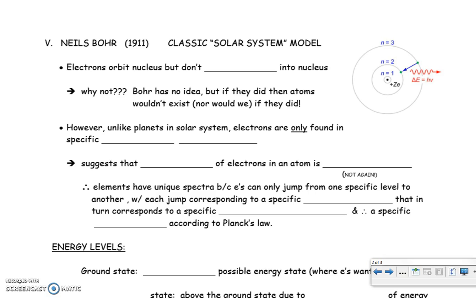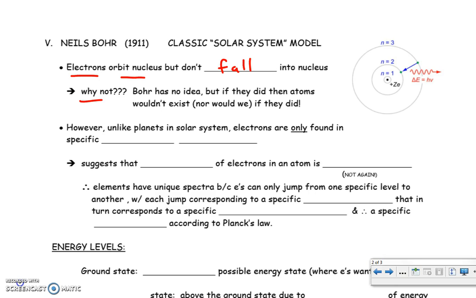Okay, and the key statement that Bohr made was, well, electrons do orbit the nucleus. Even though they orbit the nucleus, they don't fall into the nucleus. They don't decay by giving off radiation. And if he was asked why not, he had no idea. But he reasoned, if they did, then atoms wouldn't exist, nor would we. So the electrons have to be there. The only logical way to say that they are there and not fall in the nucleus is they orbit and they somehow have a stable orbit.